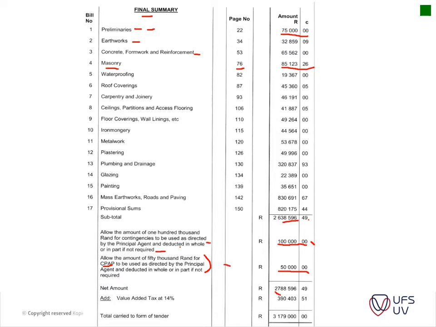Then you get your net amount measured here, you add your VAT, and then you get your final tendered amount, which is carried to your tender form. And if it's successful, then this is signed, and this is the contract amount that the contractor is bound to. So now it becomes a quote. The contractor quotes the client that he will be able to do this work for this amount.